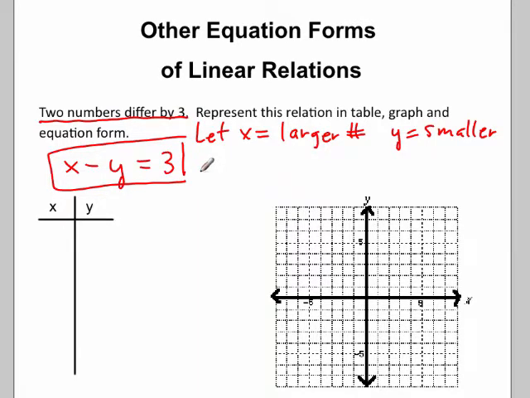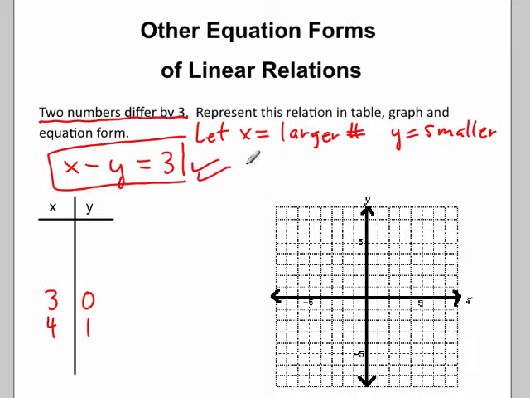And now what I'm going to do is build a table of values and a graph just so I can see the relation in other ways. So let's just take a number. If two numbers differ by 3, that's basically what I'm looking for, where x is the larger number. If I had 3 and 0, 3 minus 0 would be 3. It would satisfy this equation. Or 4 minus 1, that would satisfy this equation.